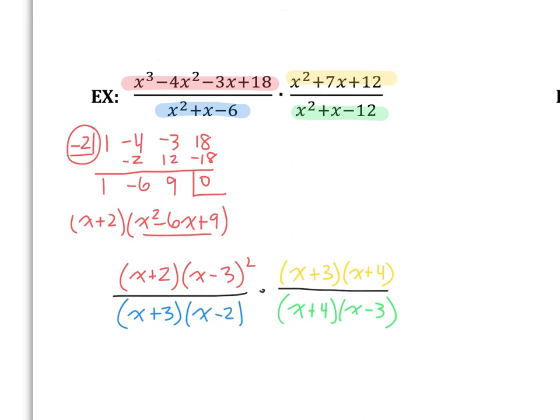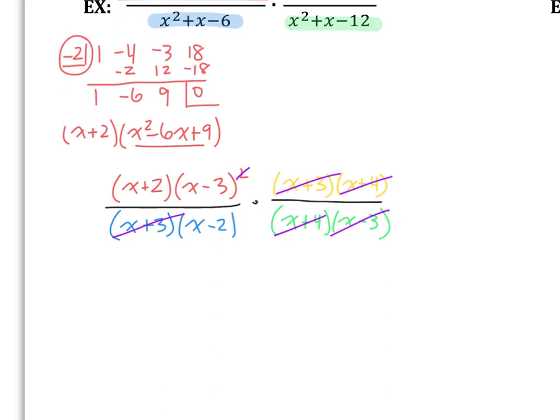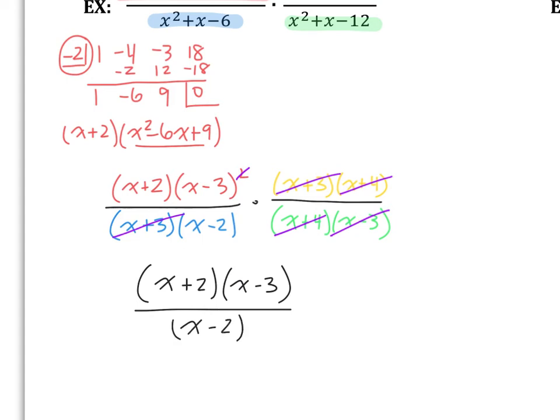When we do that, we can cancel one of the x minus 3s, so we'll still be left with an x minus 3 here. We have an x plus 3 that can cancel, the x plus 4s that can cancel, and what are we left with? Well, we are left with x plus 2 times x minus 3 in the numerator, and we have an x minus 2 in our denominator. Now we can always leave our answer in factored form. There's absolutely no reason to multiply these factors out. You're just creating room for potential error.